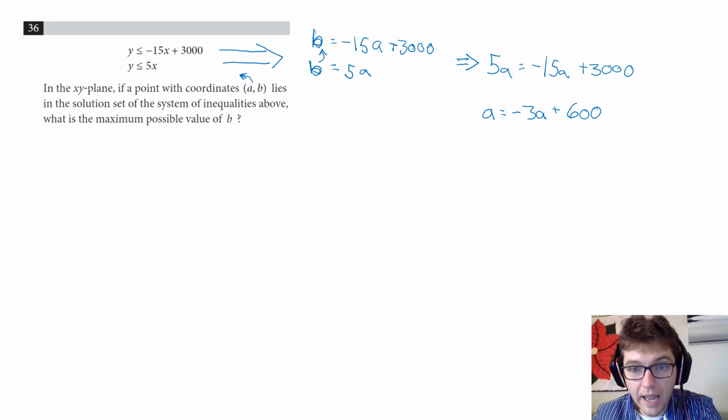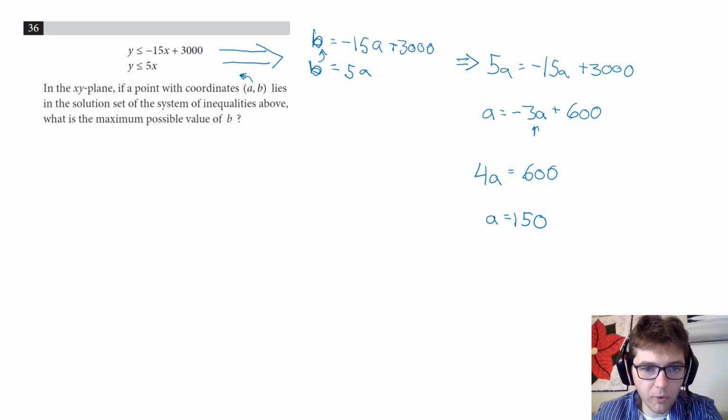Add 3a to both sides to get rid of this negative 3a, right? Add 3a to both sides will give you 4a is equal to 600. Divide both sides by 4, and a is equal to 150. Now be careful to go back and read the problem. They're asking for the maximum possible value of b, not a, so this is just an intermediate.